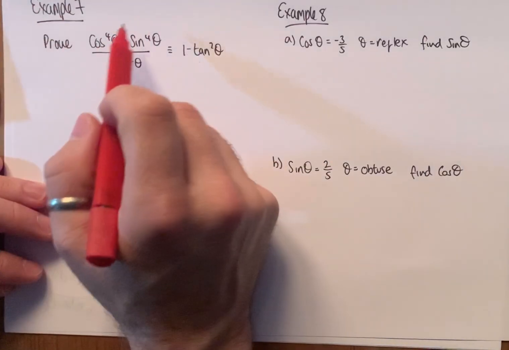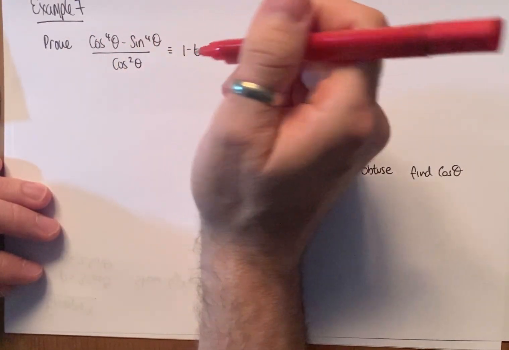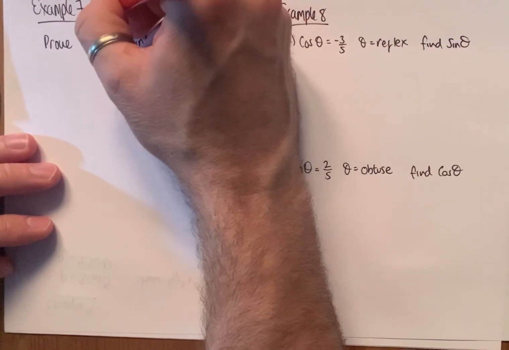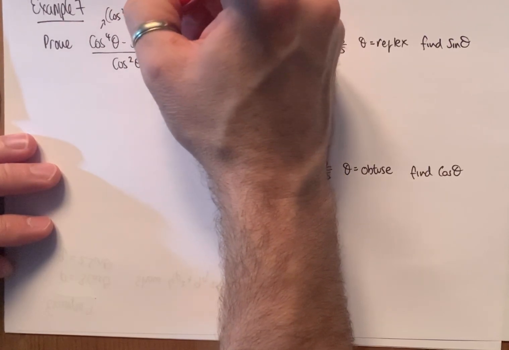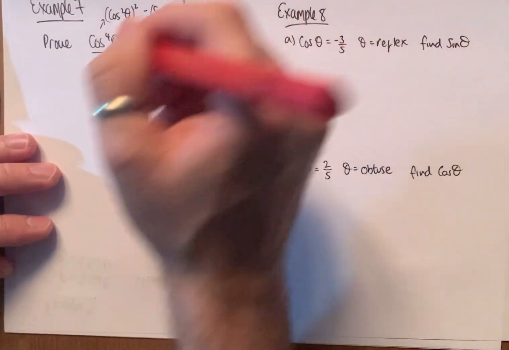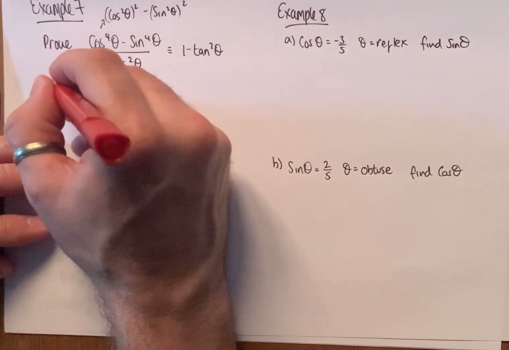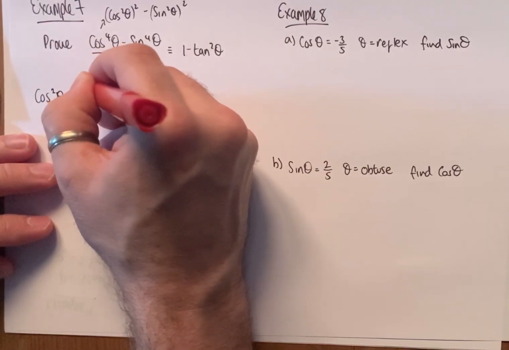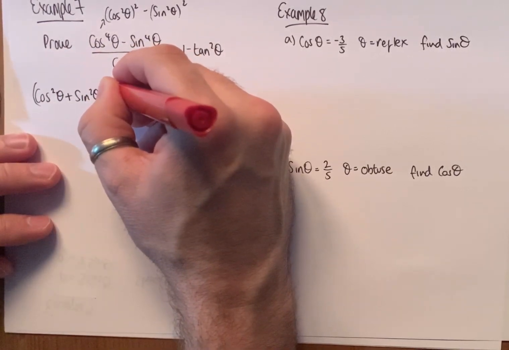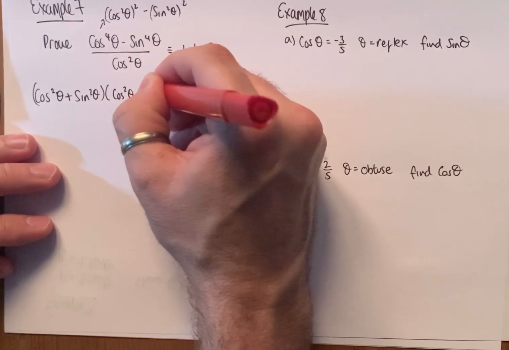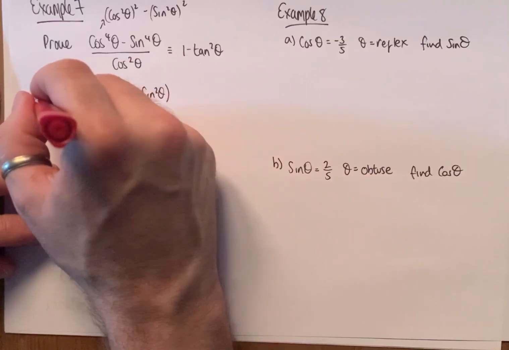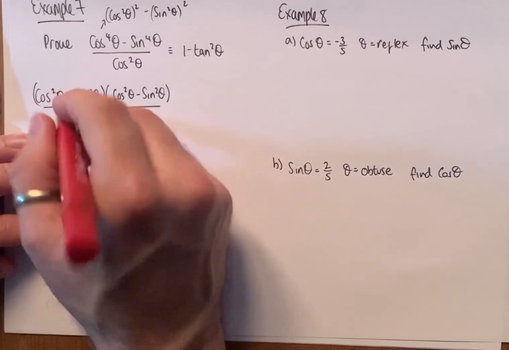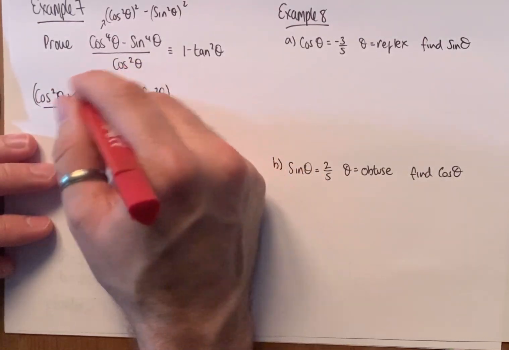Right, so this is actually an example of Excel's favourite thing in the whole world ever. It is difference of two squares, because what we've got here is cos squared squared, and here you've got sine squared squared. So this is the same as cos squared theta plus sine squared theta times cos squared theta minus sine squared theta, over cos squared theta. Now sine squared plus cos squared is 1, so forget about that because that bracket's 1, so 1 times that bracket.